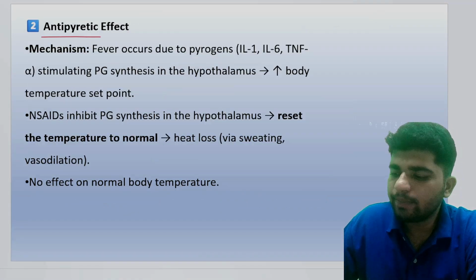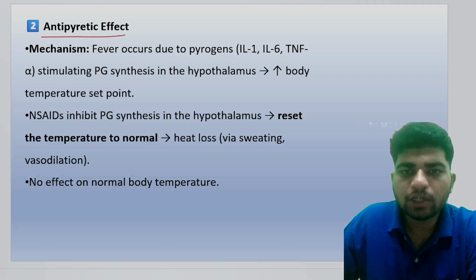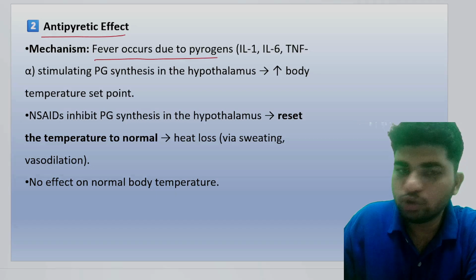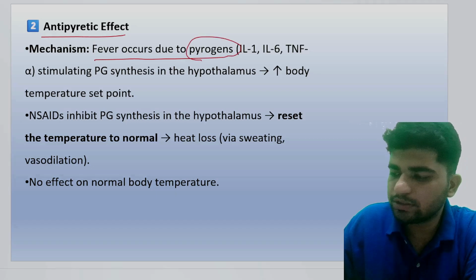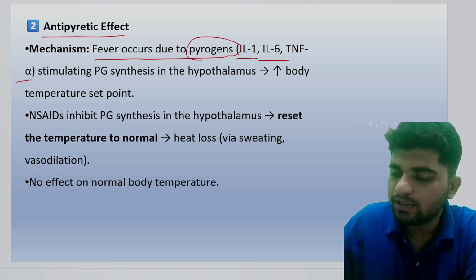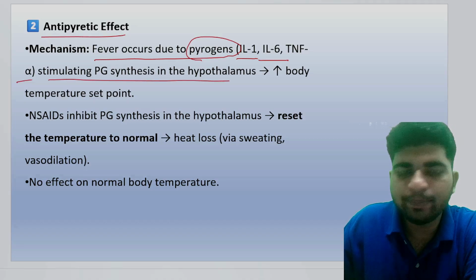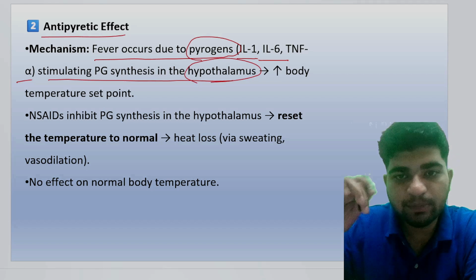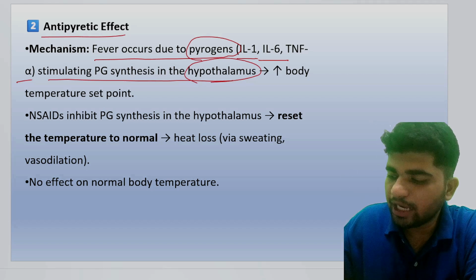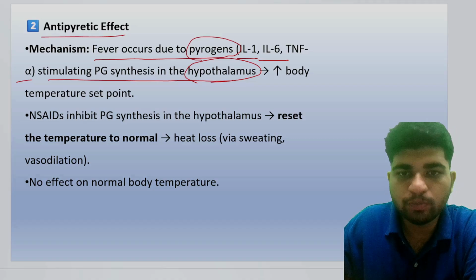antipyretic effect. How does the mechanism occur? How does fever generally occur? Let's talk about that. Fever occurs due to pyrogens. What are the pyrogens? Pyrogens are interleukin 1, interleukin 6, and TNF alpha, stimulating PG synthesis in the hypothalamus. We have the hypothalamus in our brain, isn't it? And whenever fever occurs due to pyrogens, interleukin 1, interleukin 6, and TNF alpha stimulate PG synthesis in the hypothalamus.